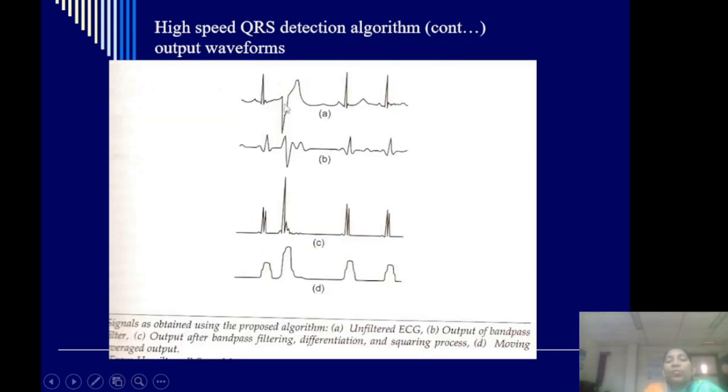Now when you see, the first one is an unfiltered ECG signal, the second one is a band pass filtered signal, then the third one is the output after band pass filtering, differentiation and squaring, so that you can see only the positive peaks. The negative peaks are eliminated after squaring. Then the final one is after the moving window average output followed by thresholding, and you get the QRS complex signal like this.